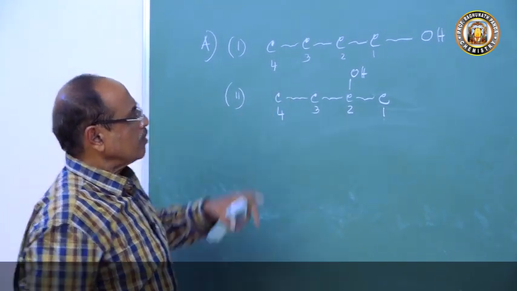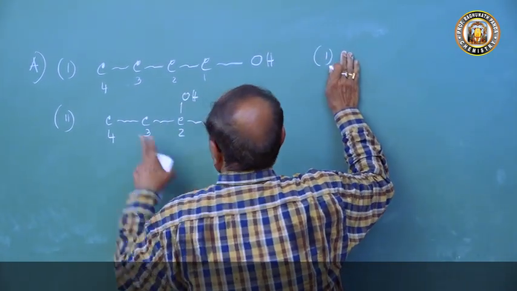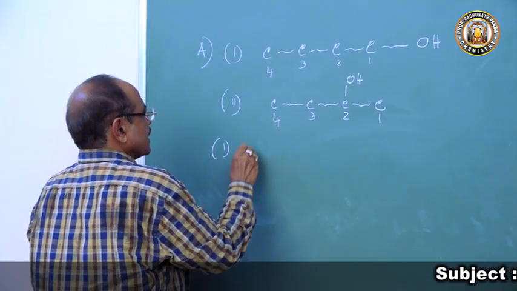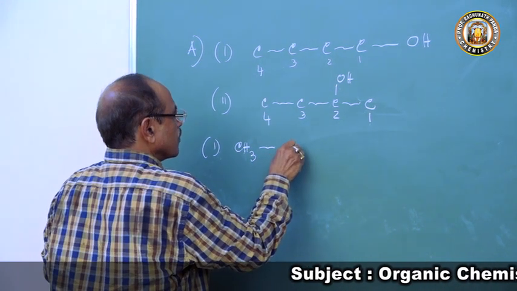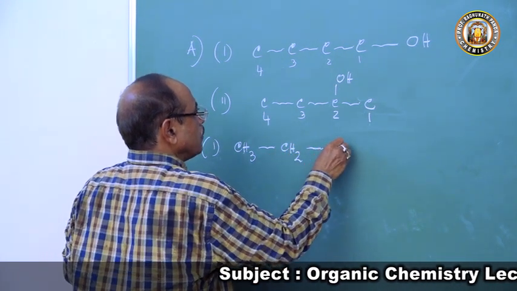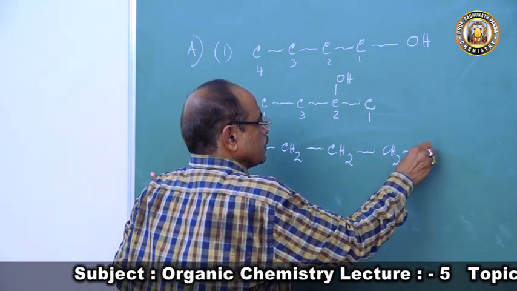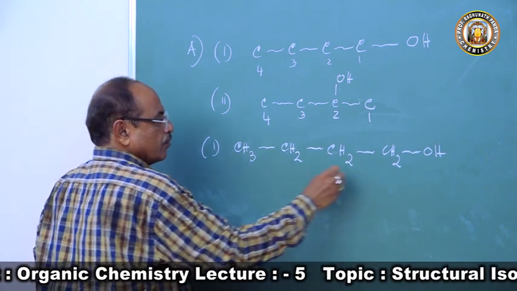When you write for 1, what will it be? It will be for 1, for A. What is the possible structure 1? You can write CH3, CH2, CH2, CH2OH. So there are 4 carbon atoms here. So it is a derivative of butane.